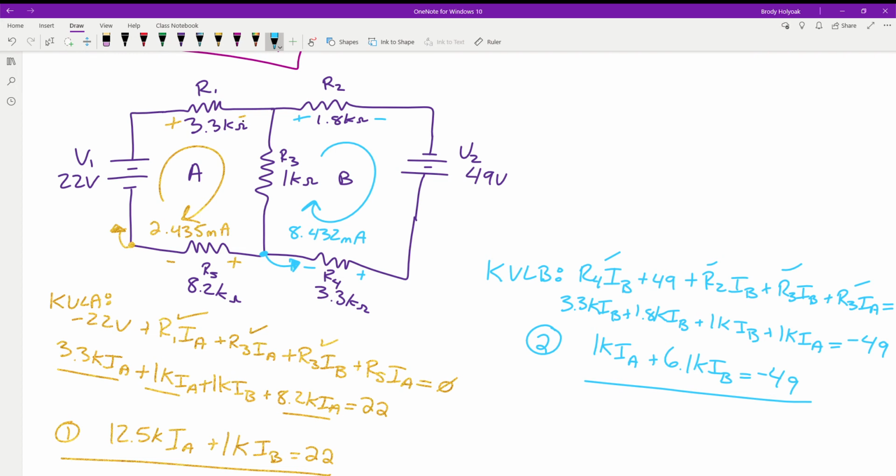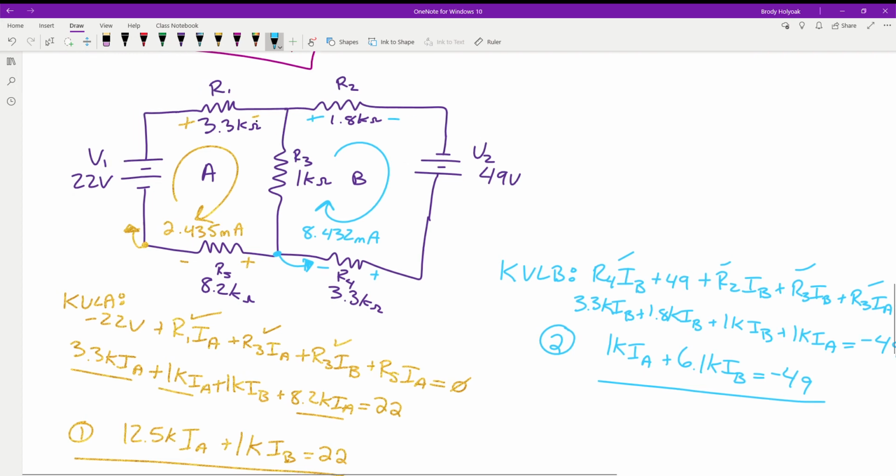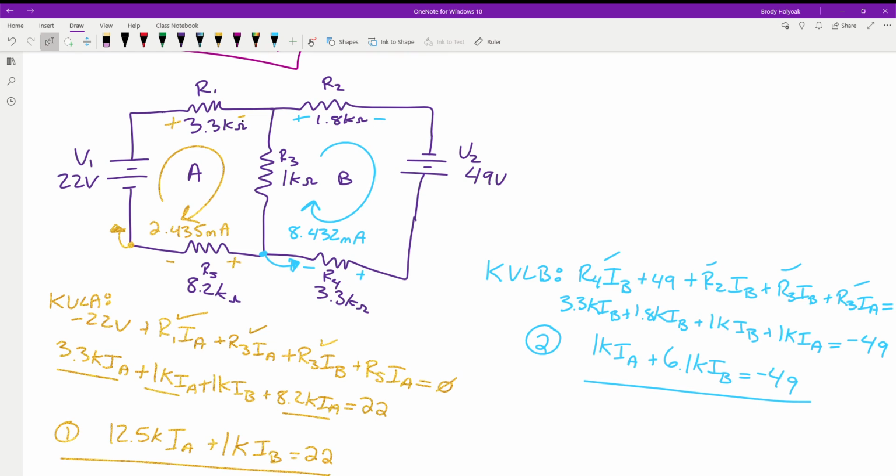What current do we have going through R2 and R4? The 8.4, the IB current. That's the only one that's going through it. Okay? R3, since we had that current flip backwards, we've now corrected it. What current do we have flowing through R3? So we've got that direction, we've got that direction. Polarity is going to be that direction.